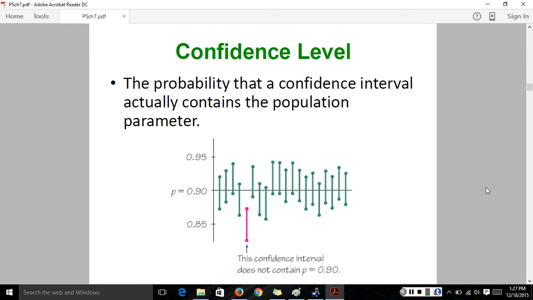Here's a few words about confidence level. The confidence level is the probability that a confidence interval actually contains the population parameter. In other words, if I made these intervals over and over again, the confidence level is the probability that I will make an interval that actually contains the true population parameter, whether that's a mean or a proportion in our case.